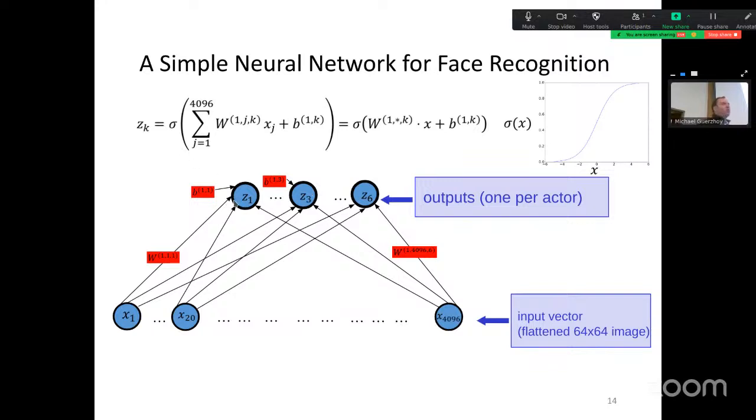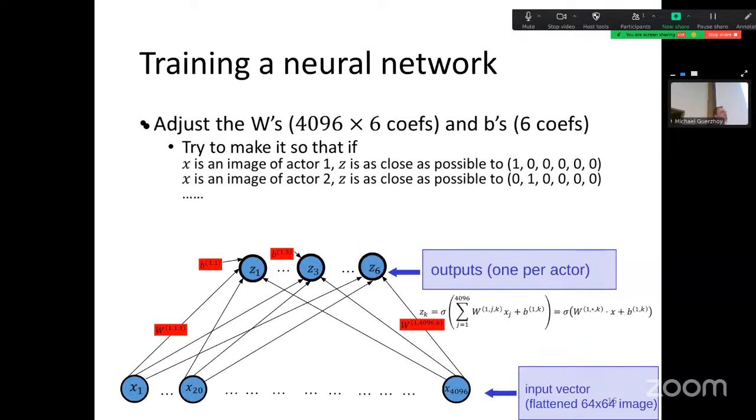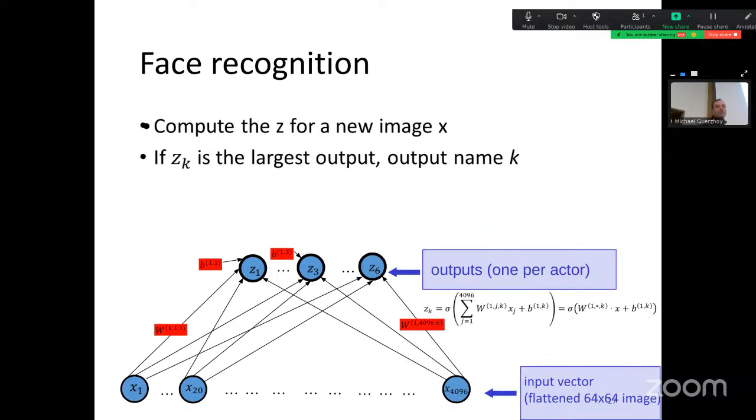So we are calculating all of them. We're calculating Z1 and Z2 and Z3 and Z4. Yeah, that's right. Does that make sense now? Yeah, that's right. So I'm just plugging in the X's, getting the Z's, and reading off, if I have 6 people in my training set, 6 numbers. And then the way I decide what my output is, I just look at which of the Z's is the highest.